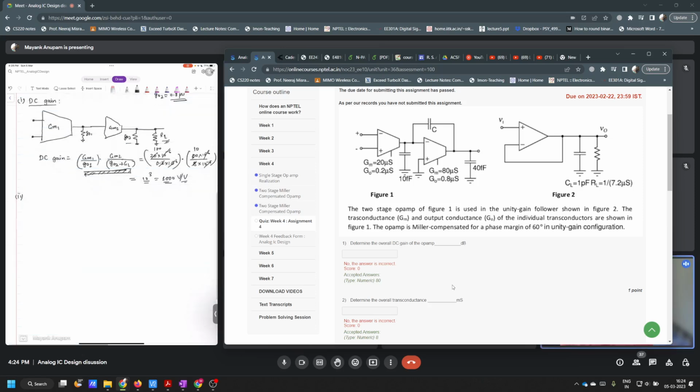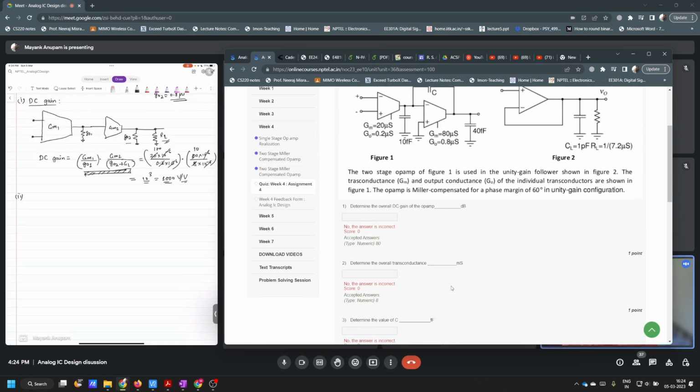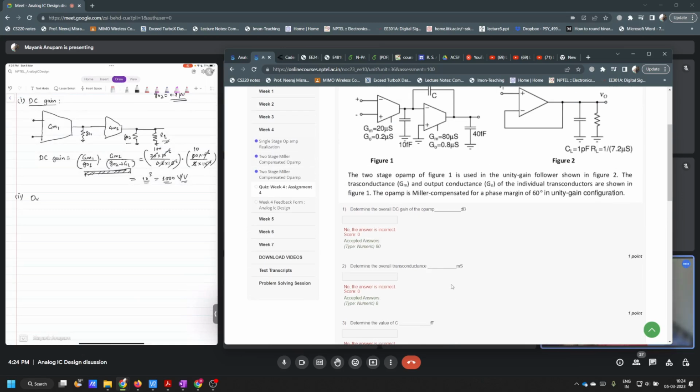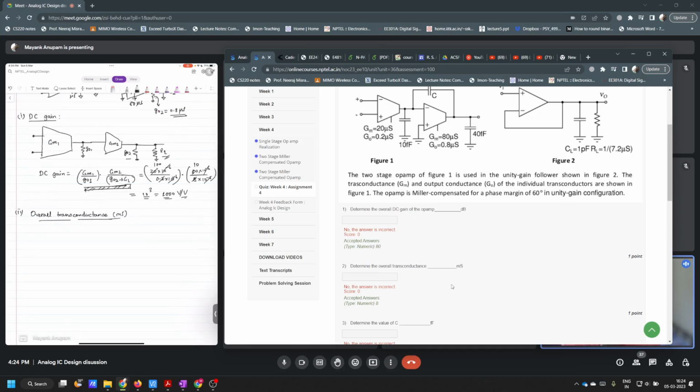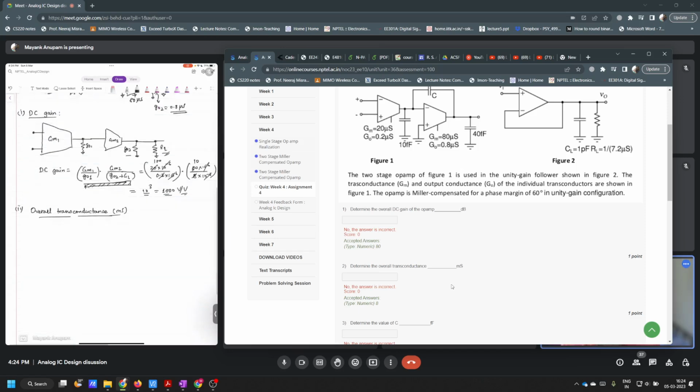So let's move on to the second part. What is that? Overall transconductance in millisiemens. And what is overall transconductance? I told you about it, right? So what do you mean by that? GM2 into GM1 by GO1.